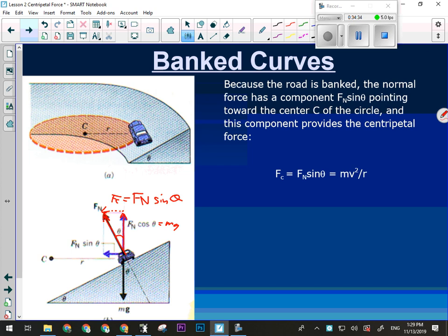So here's what we've got. Fc equals Fn times the sine of theta. So that means Fn times the sine of theta equals mv squared over r. This side of the triangle equals mv squared divided by r. This side of the triangle equals m times g.